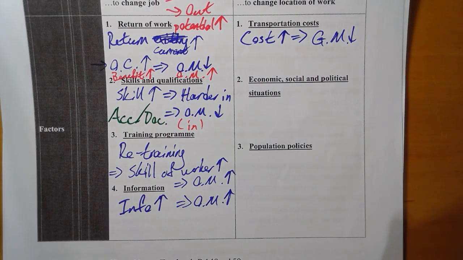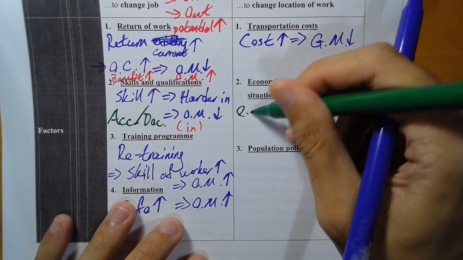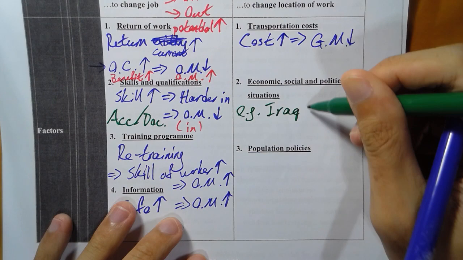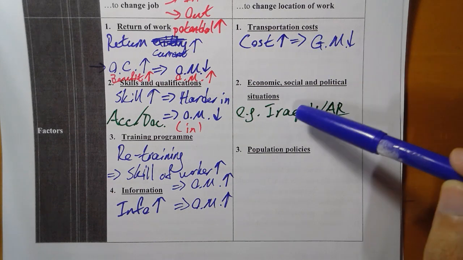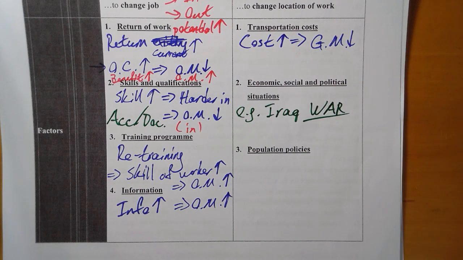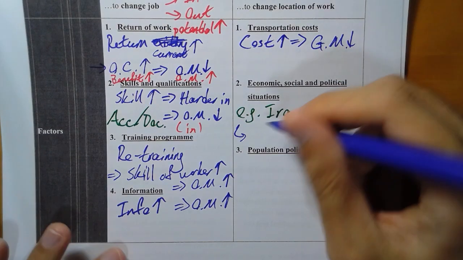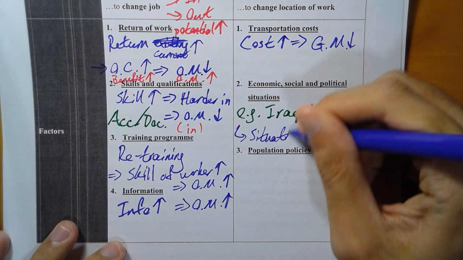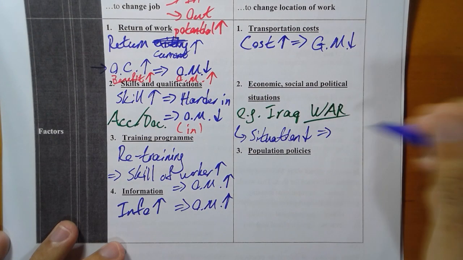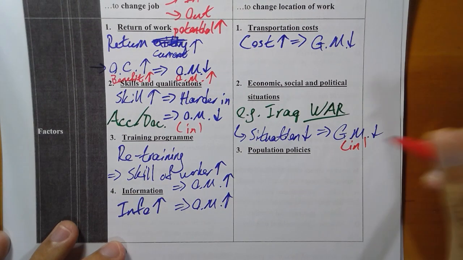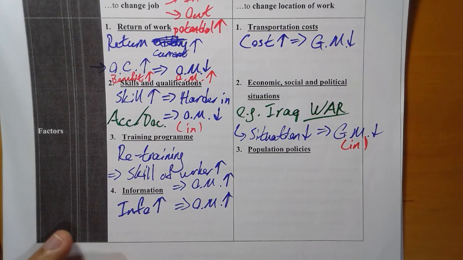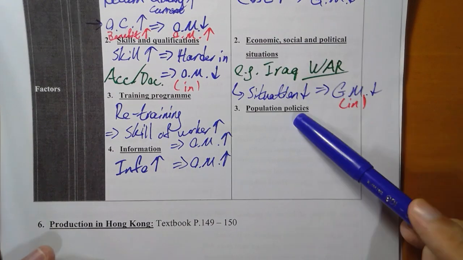Alright. Now, second one. Economic, social, and political situation. Now, this one, let me give you an example. For example, let's say Iraq. Those places always have war，成日都打仗啦，係咪啊？打仗啊！我想問打仗啊，你去唔去到做嘢啊？梗係唔去啦，大佬賠條命㗎。Alright, now, so if the situation becomes worse, then likely your geographical mobility of now here again, this is going inside, going into a place that would decrease. Quite easy.